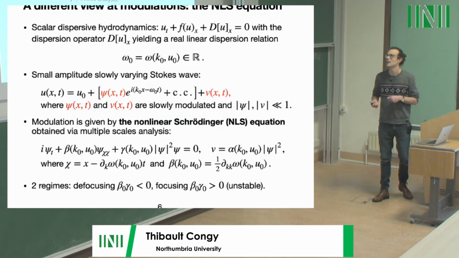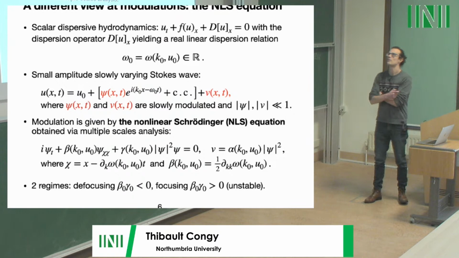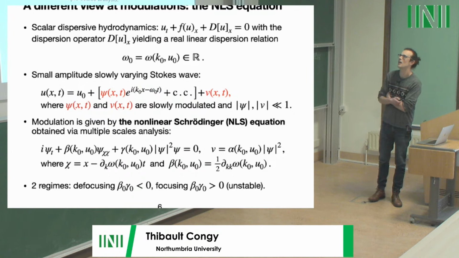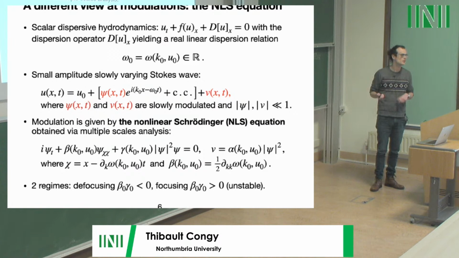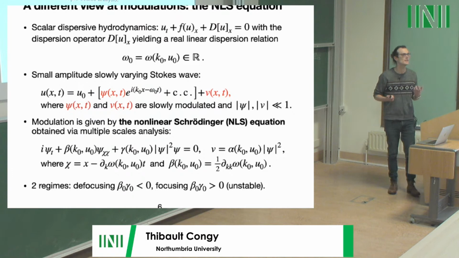So here we write our field u(x,t) as a constant field, plus a carrier wave of dominant wave number k naught and frequency omega naught. And you have a modulation of the envelope for this carrier wave, and this envelope is the complex field psi. That's something that Justin Cole showed briefly yesterday. It's the same kind of computation. And of course, here the picture is complete only if you also add a small perturbation of your background. So here, nu is not multiplying any carrier wave. It's just a real slowly varying field.